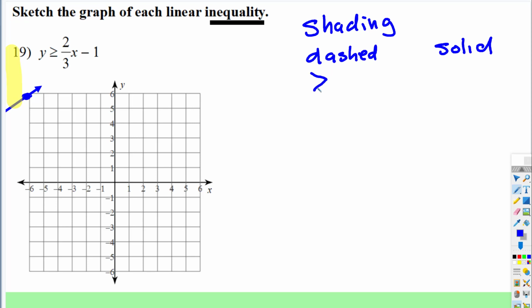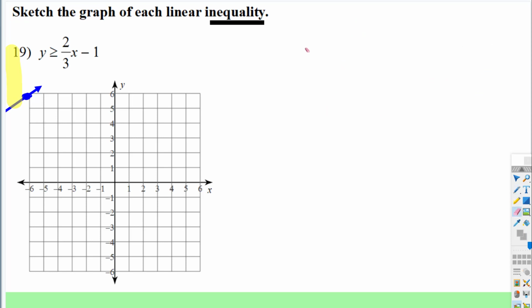If the inequality is a greater than or less than symbol with no equal sign underneath, it will be a dashed line and a hollow dot. When the inequality symbols look like this, you'll use a solid line and a solid dot. Okay, so first thing we're going to look at, the inequality sign. It is a solid line and solid dot. And then you're going to graph it like you would an equation.